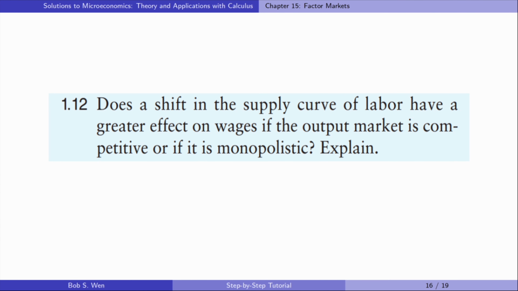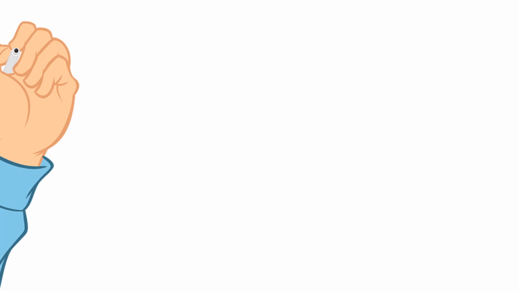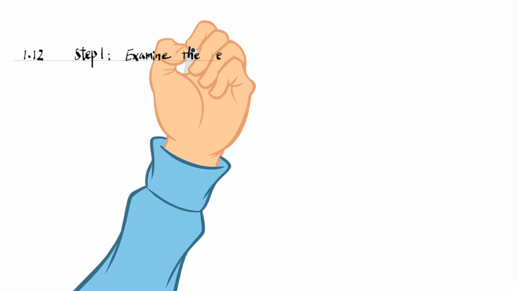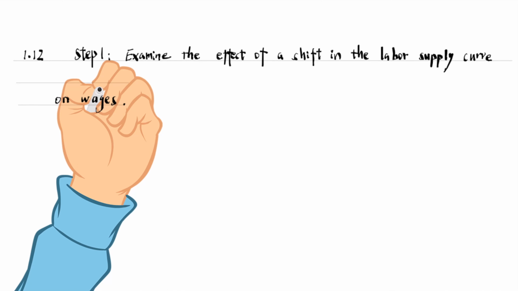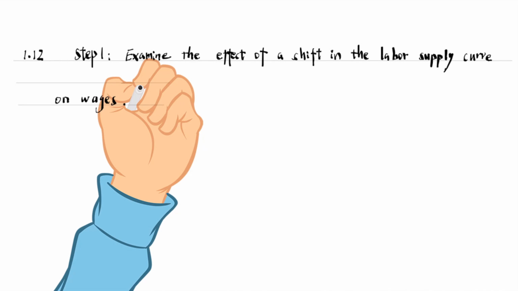Let's solve exercise 1.12. Does a shift in the supply curve of labor have a greater effect on wages if the output market is competitive or if it is monopolistic? Explain. We solve the problem in 2 steps. In the first step, we examine the effect of a shift in the labor supply curve on wages. In the second step, we compare the shapes of the labor demand curves for a competitive output market and a monopolistic output market.